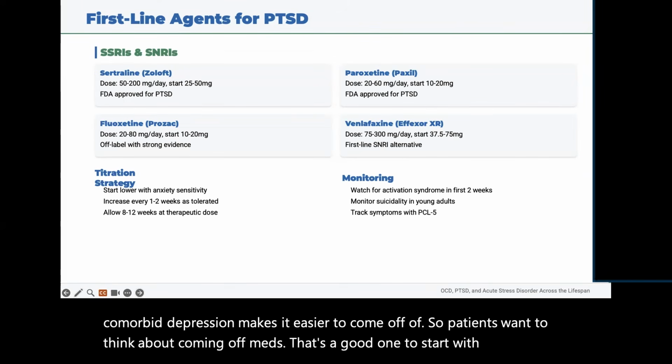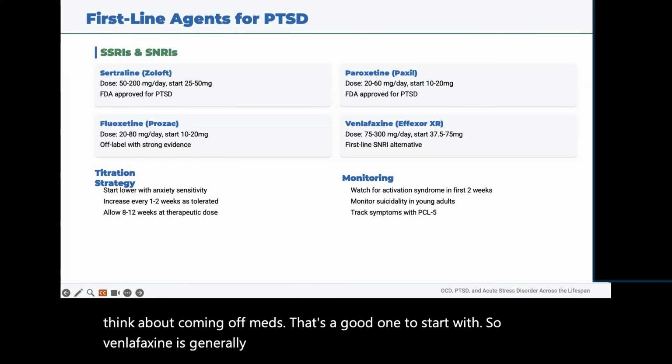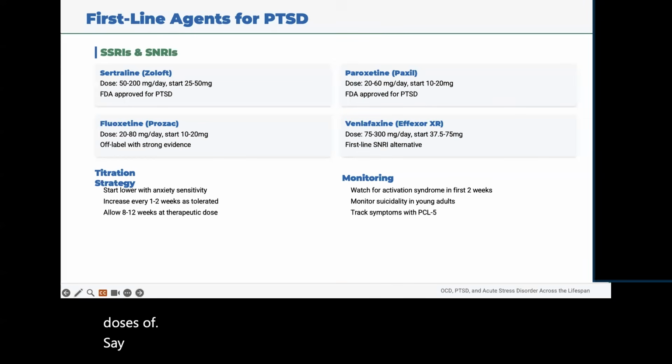So venlafaxine is generally an SSRI in the lower doses, until you get to the higher doses of over, say, 150. You don't hit the SNRI range until then. But it's a dual action drug.